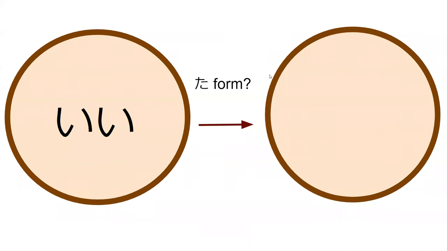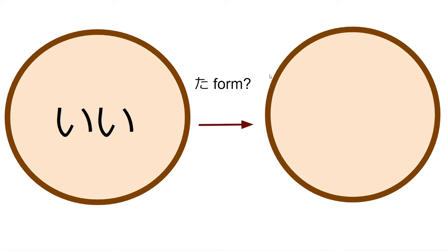Do you know what the adjective ii means? Ii means good. You know how to conjugate that into past tense, the ta form? Ii becomes iita? That's a good guess, but that would be okay if this was a verb.